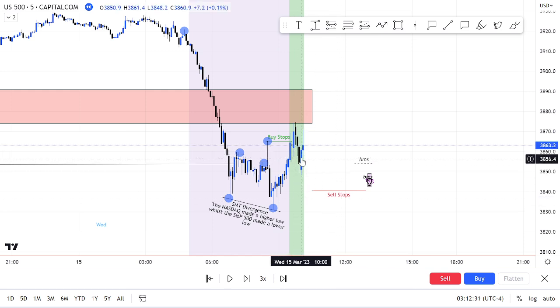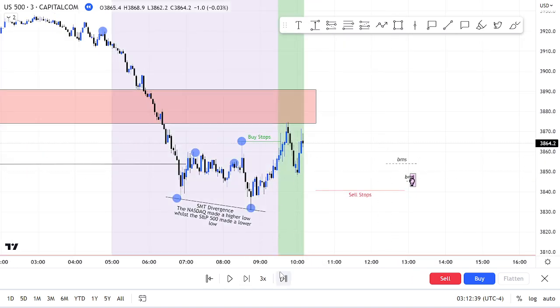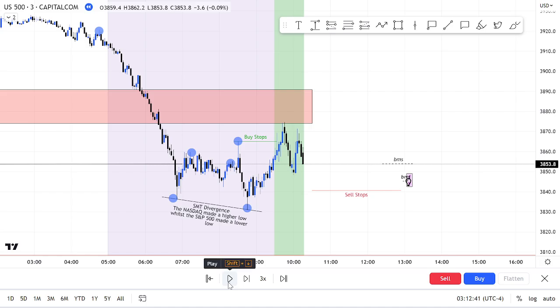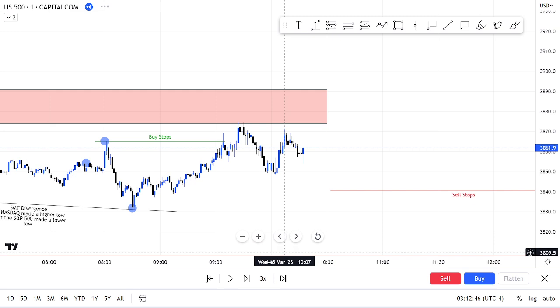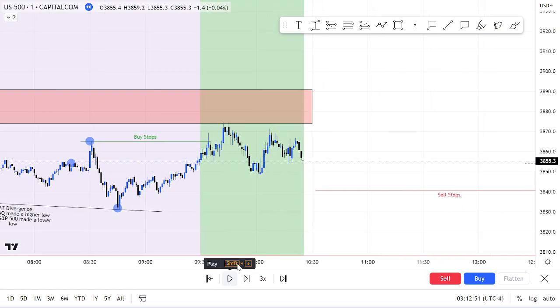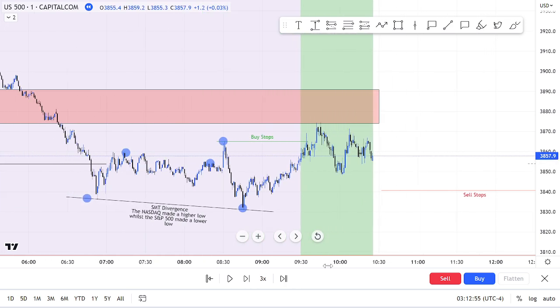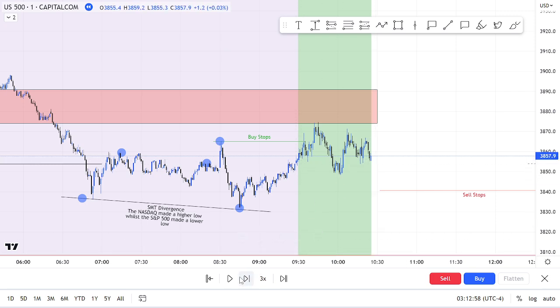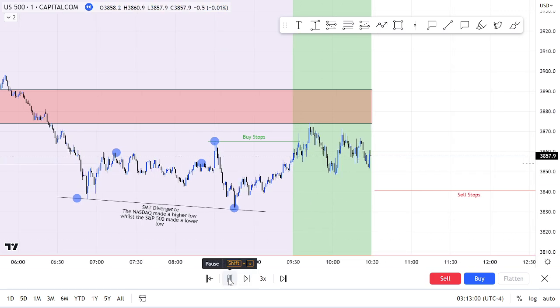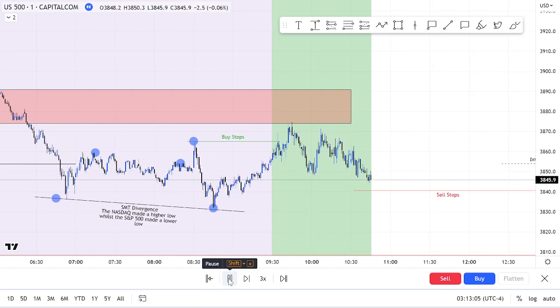We have some strong displacement coming down. Let's see if I can go down to maybe 3 minutes. This is what happens. Price is just moving up and down, up and down.